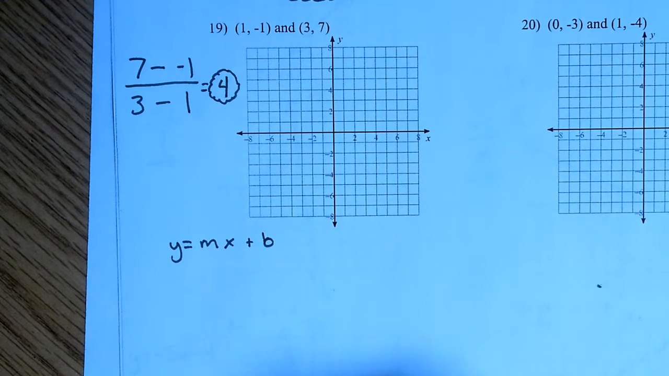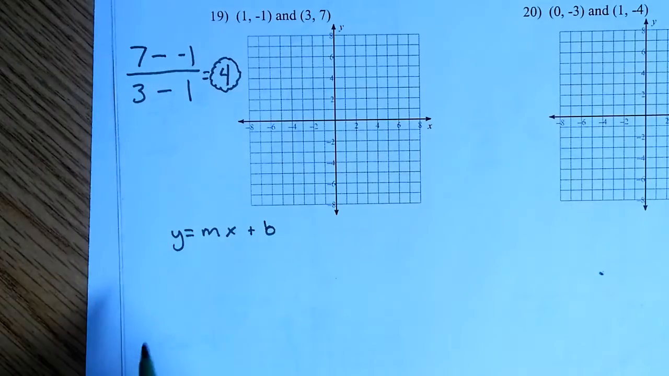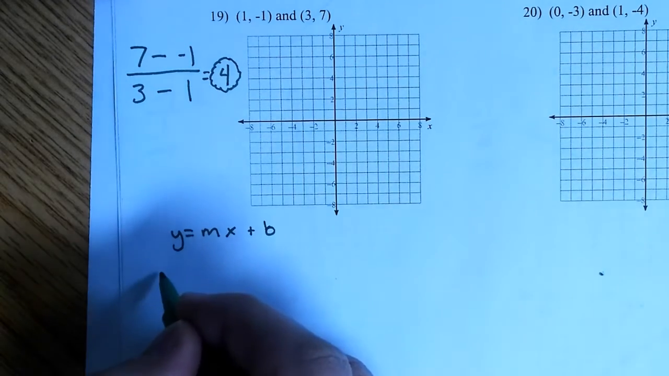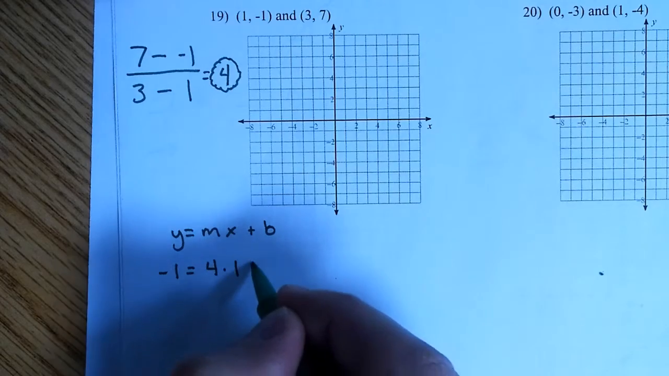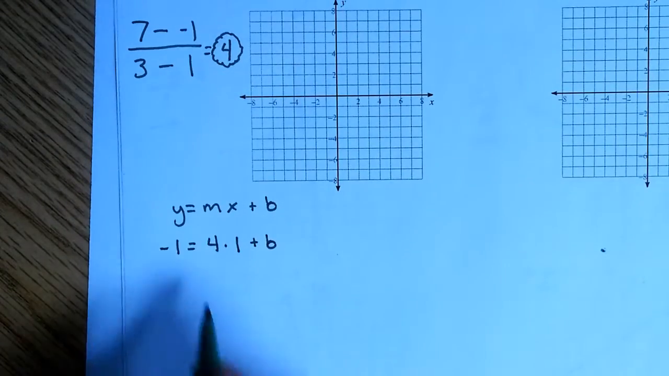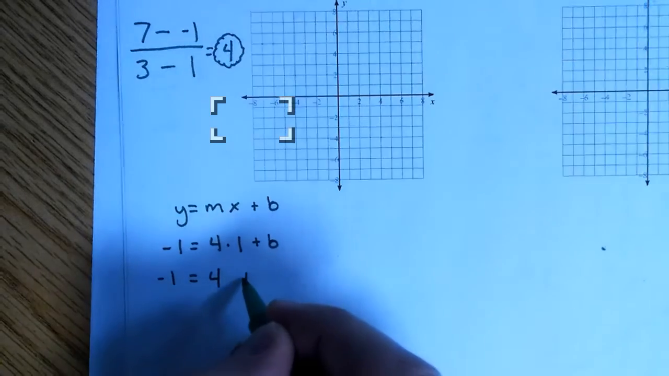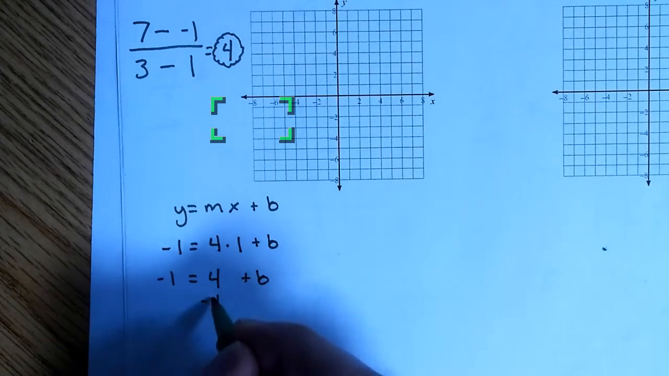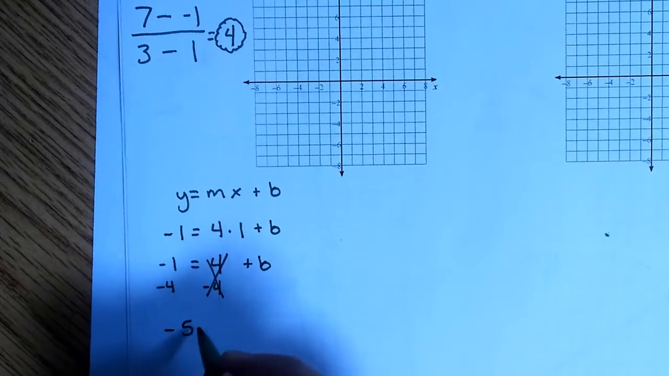Which point would y'all like to use? We're going to use 1 and negative 1 and see if we get the same thing, while Zion does 3 and 7. So y is negative 1, our m is 4, and our x is 1, plus b. So 4 times 1 is 4 plus b. Subtract 4 from both sides. So we get negative.